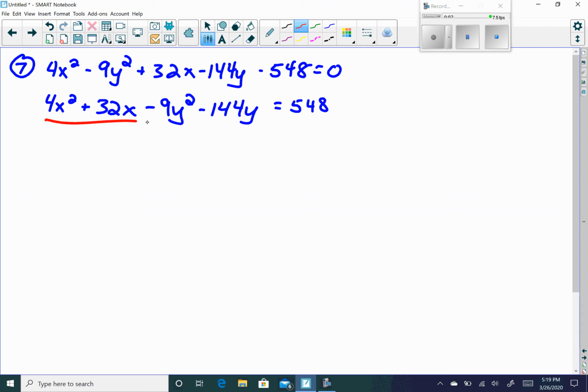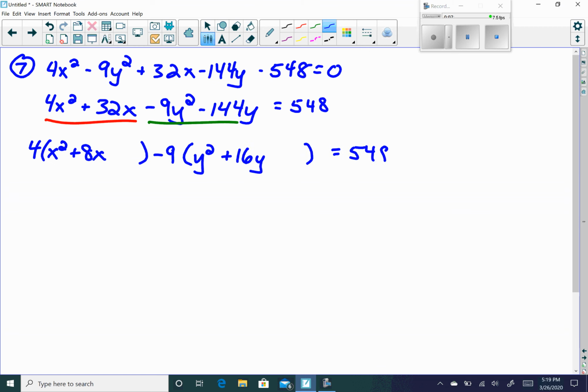So of our first two terms, we want to factor out a 4 only. Then we have an x squared plus 8x. We'll leave a little space here. Next, very carefully, we need to factor out a -9. And then watch your signs. We'll have a y squared and then plus. Now 144 divided by 9 is 16, so we'll get a 16y. Leave some space here, and then equals 548.